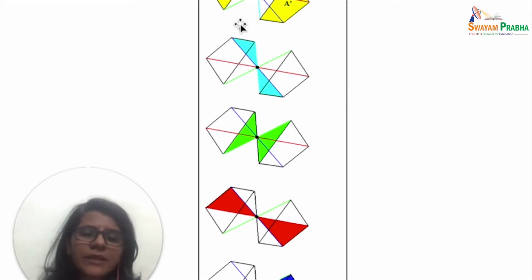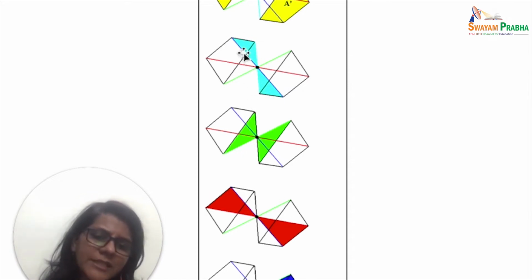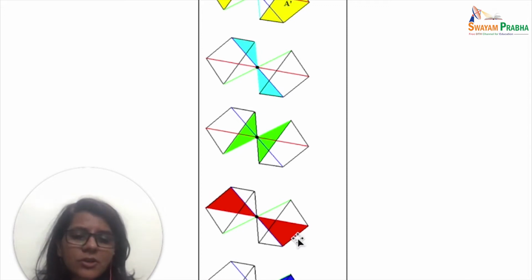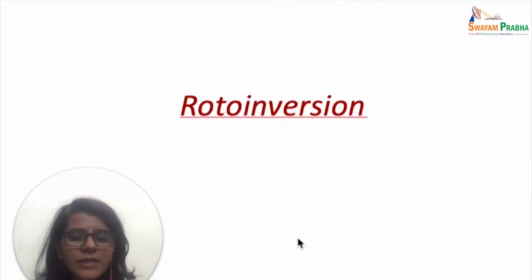So just see, any which way you see these structures, you will get an identical structure. So here you've got identical, here you've got identical, and that has happened because you have inverted the structure through this center of symmetry.